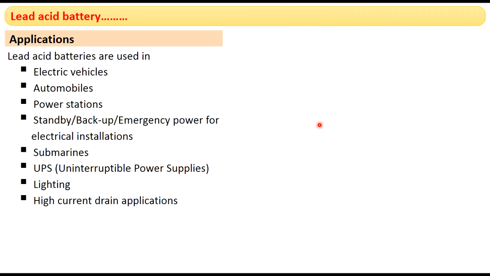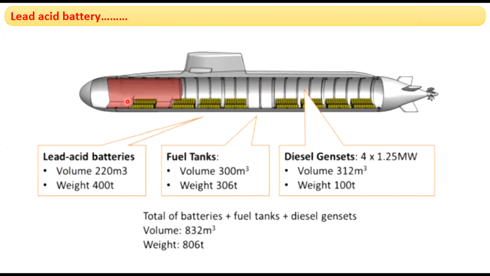Next application is lead acid batteries are extensively used in submarines. You can see this is a submarine, and these light green colored things are the batteries. So a large number of batteries are there in the submarine. This is the submarine, and these are the batteries. And these batteries account for 400 tons of lead acid batteries. This is also an important application of lead acid batteries.